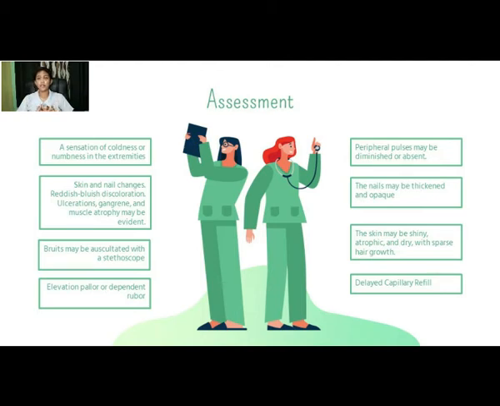So, in assessing a patient with a peripheral arterial occlusive disease, they have a sensation of coldness or numbness in the extremities, which may also accompany intermittent claudication and is a result of reduced arterial flow. The extremity is cool and pale when elevated or ruddy and cyanotic when placed in a dependent position. Skin and nail changes: there might be ulcerations, gangrene, and muscle atrophy. And upon auscultating, there might be bruit. Then peripheral pulses may be diminished or absent.